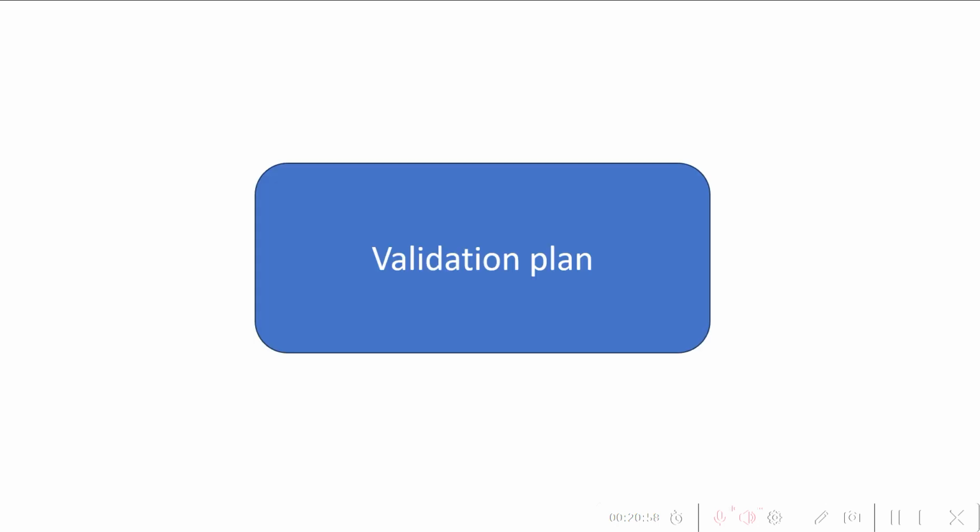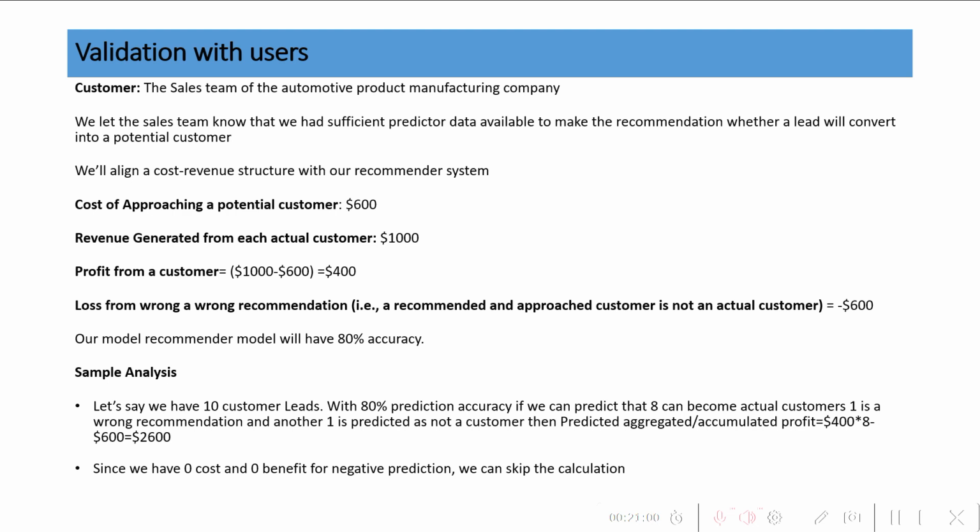Now comes the validation plan with the customer. The customer is the sales team of the automotive product manufacturing company. We let the sales team know that we had sufficient predictor data available to make the recommendation on whether a lead will convert into an actual customer. We will align the cost revenue structure with a recommender system. Cost of approaching a potential customer is $600. Revenue generated from each actual customer is $1,000. Profit from a customer is $1,000 minus $600, $400.